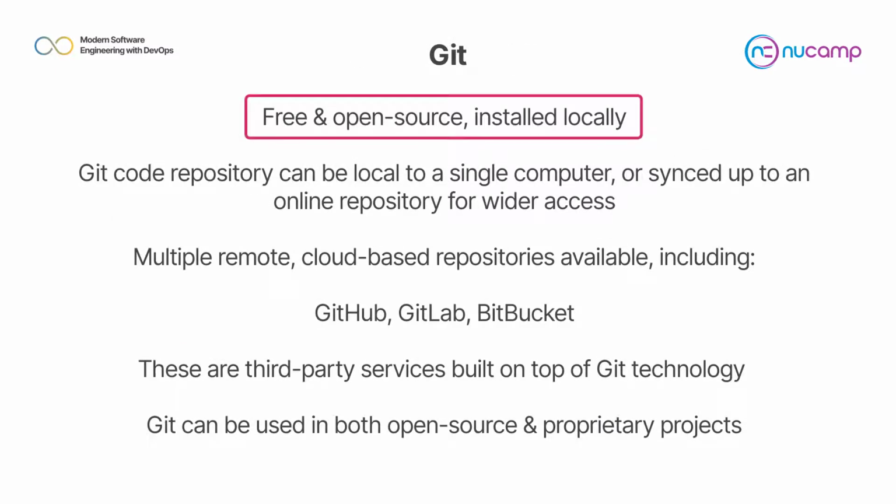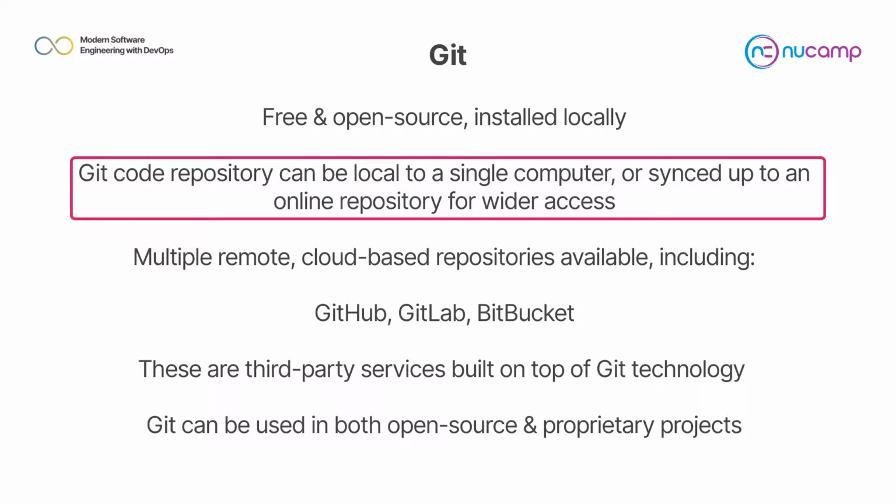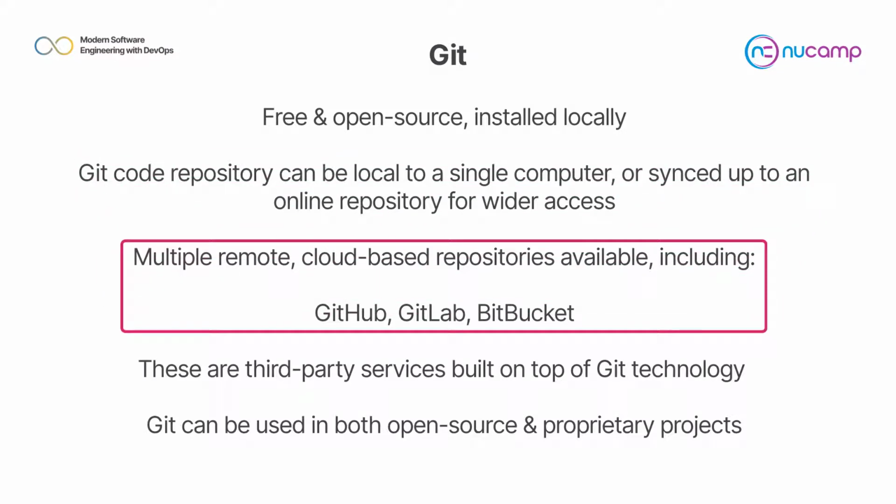Git is a free, open-source tool that is installed locally on a system. Git repositories can be local to a single computer only, or they can also be synced up with an online repository so that the same code can be accessed more widely. Online repositories are also referred to as remote repositories.